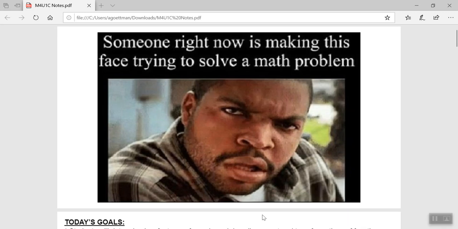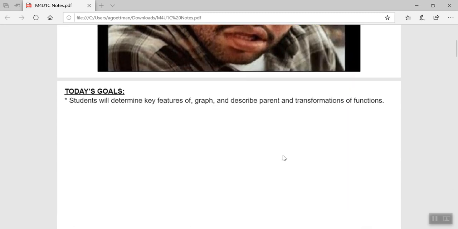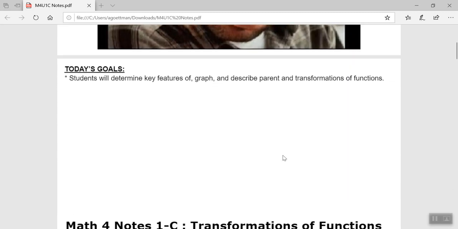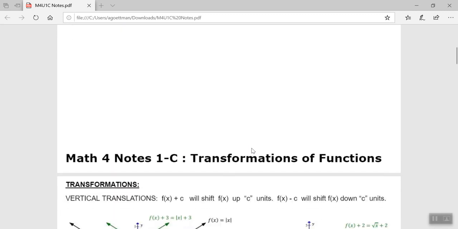Okay, we're ready for notes for 1C for the Math 4 course. In this section, we will be determining key features of graphs and describing the parent and transformations of their functions. That's going to be the big thing, is the transformations of all of these parent functions that we've been looking at.